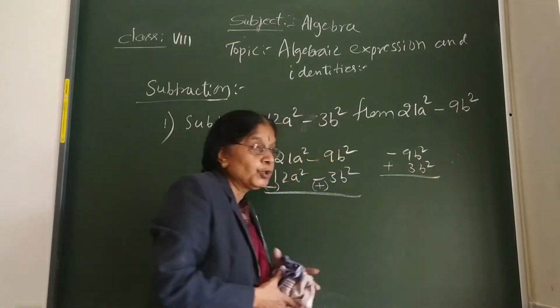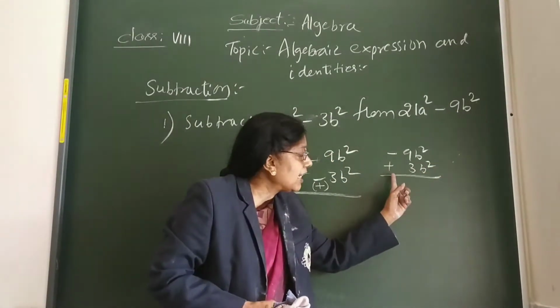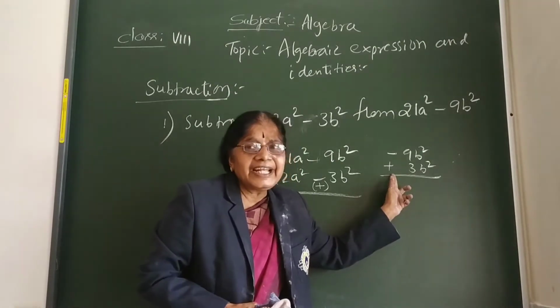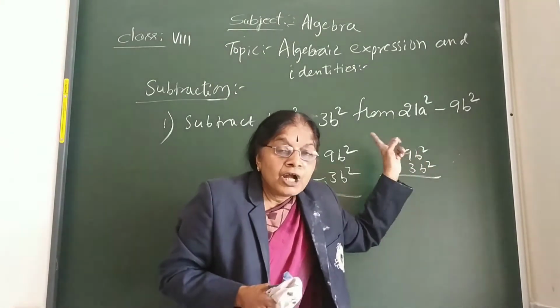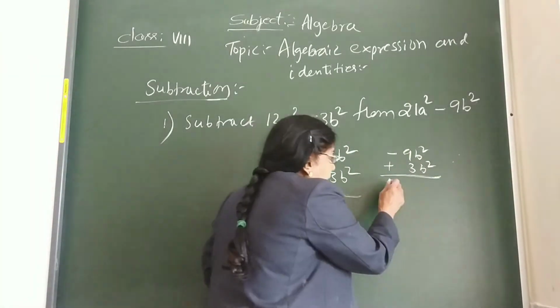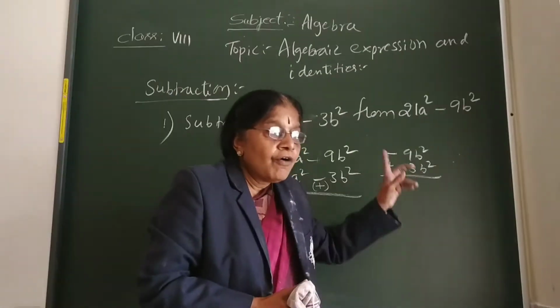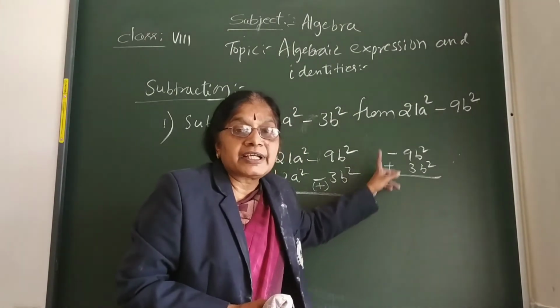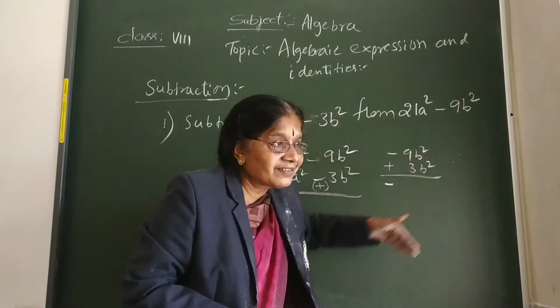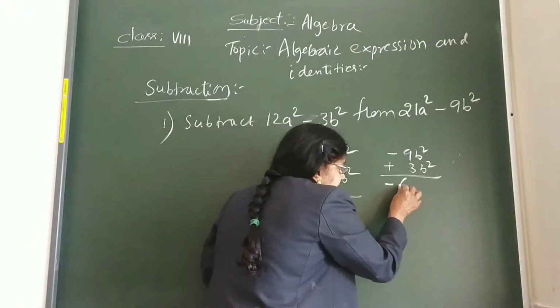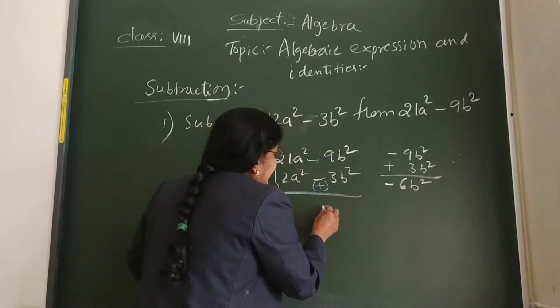Last time I taught you, when one is minus and another is plus, see the greater number. In 9 and 3, which is the greater number? 9 is the greater number. What is the sign before 9? Minus. So the sign will be minus because the greater number is minus. Next, from 9 you subtract 3. 9 minus 3 is 6. So you got minus 6b square.